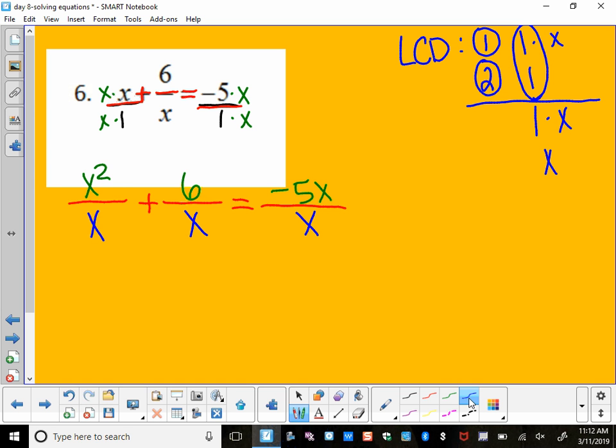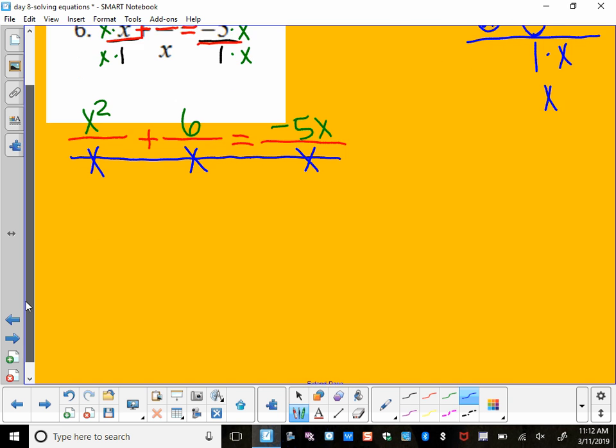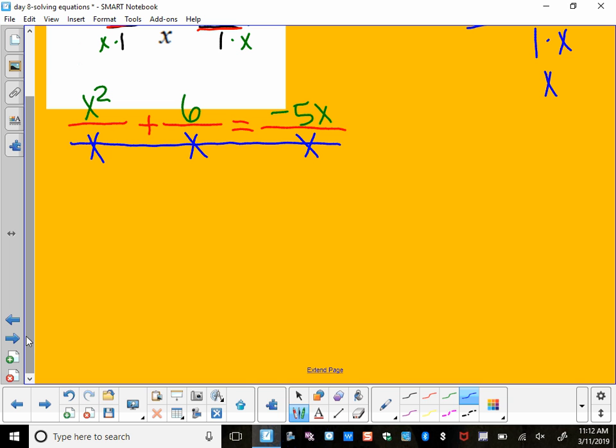Now that I have my whole numerator filled out, I'm going to cancel out what's on the bottom. Once I cancel out, I need to rewrite my numerator. X squared plus 6 is equal to negative 5x. How do I solve for x here? 1 plus x squared. Be careful. Is x squared the same as x? No. I don't have any like terms here.